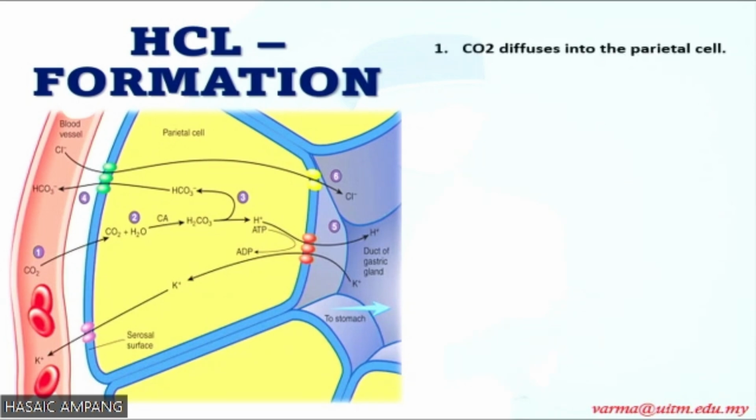Okay. So first, you have CO2 in your blood. Carbon dioxide in your blood will diffuse into your parietal cell. Carbon dioxide is very highly soluble, right? So it diffuses, combines with water and is catalyzed by your carbonic anhydrase. Carbonic anhydrase can form carbonic acid, H2CO3. It also breaks down H2CO3, right?